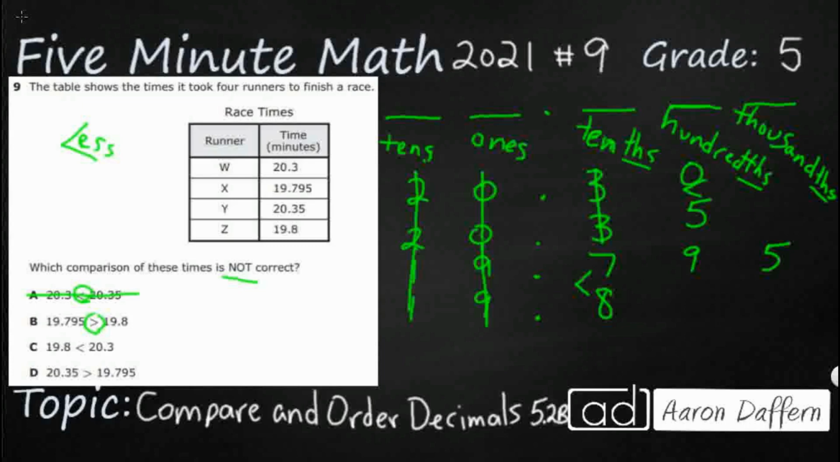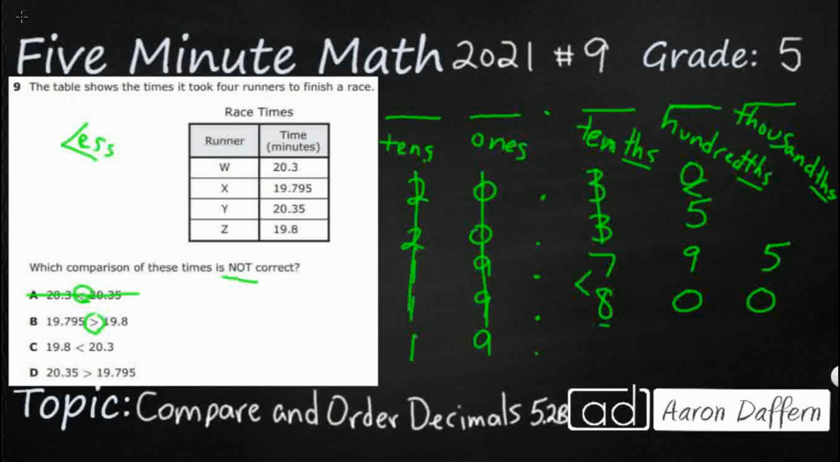Now, 795 does look bigger than 8, but remember this 8 is only an 8 in the tenths place. We've got some blanks after it, and you can always put zeros. So now compare the two. 795 is close, but a little bit less than 800. So I'm thinking B might be our answer. They have the wrong symbol there. Let's see if we can check the other two.